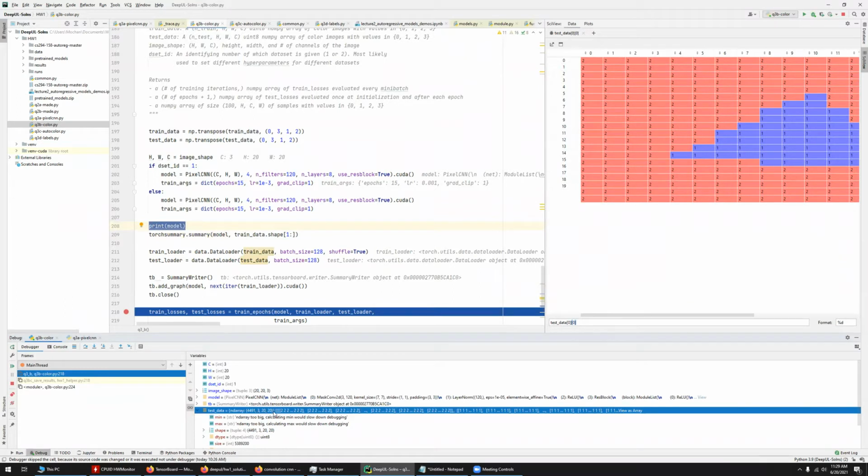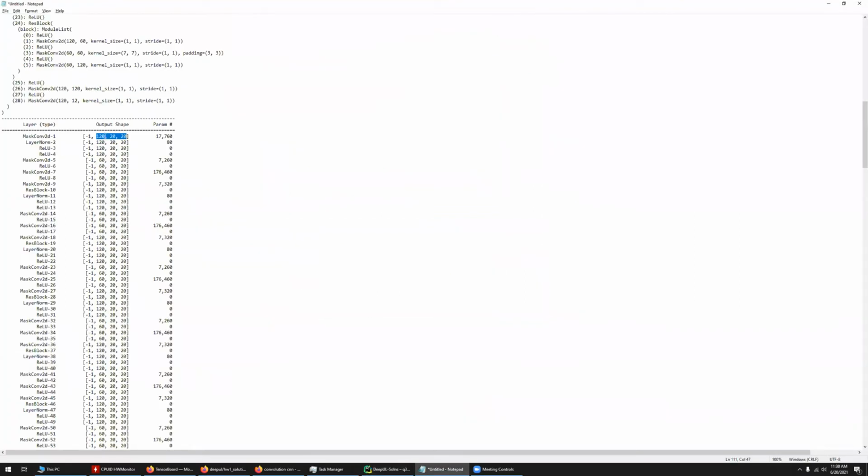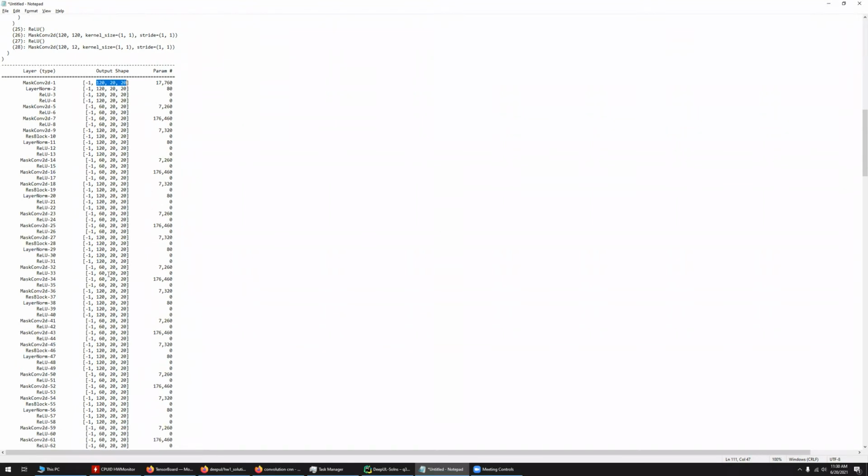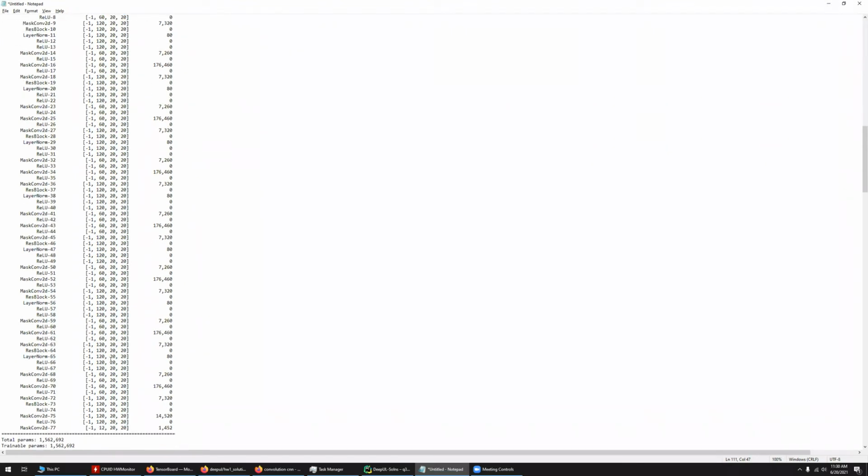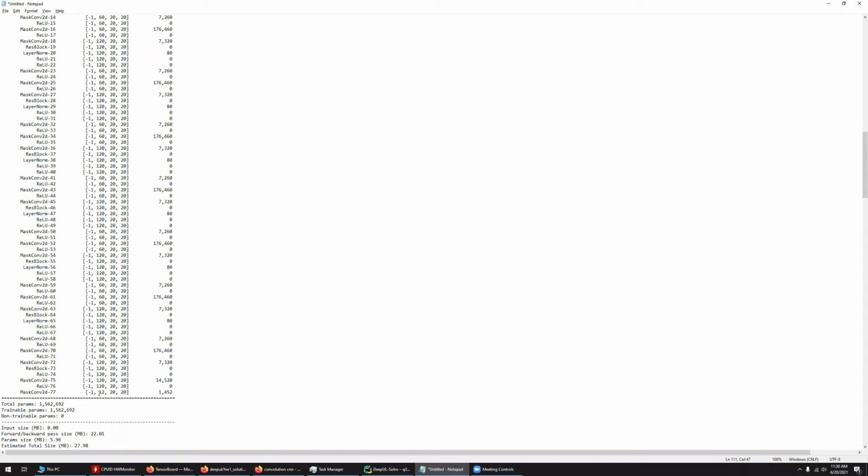But the point was that the input is 3 by 20 by 20. So 20 by 20 is the size, and then 3 is the RGB. And so the first one will convert the 3 by 20 by 20 into 120 by 20 by 20. And then it goes from 60 to 120 to 60 to 120 and 60 to 120. It's a really, really deep one. And then finally, the output is 12 by 20 by 20.